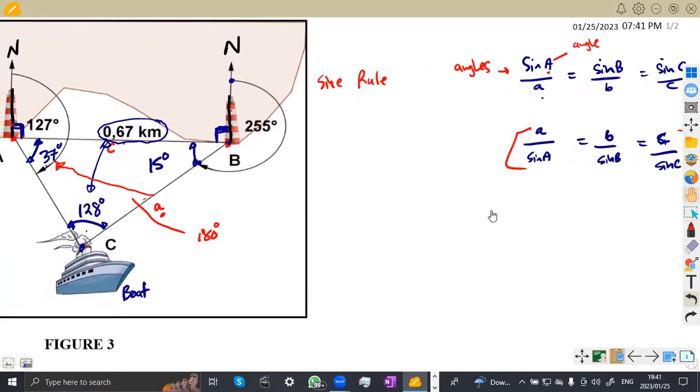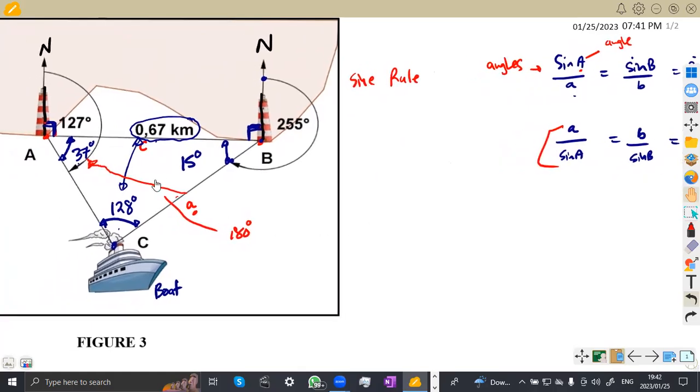So here, we are calculating A. We are calculating A in this case, which is A over sine of A is equal to C over sine of C, because we just have A and C. These are the ones that are important at this moment. So I'm going to write in a way of calculating sides.